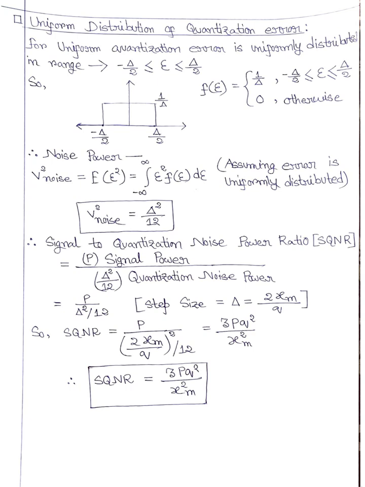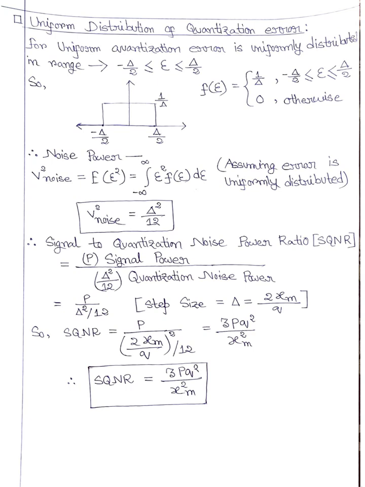Uniform distribution of quantization errors. For uniform quantization, the error is uniformly distributed in the range minus delta by 2 less than or equal to error less than or equal to plus delta by 2. Then the noise power, the noise squared, is equal to the integration of error squared times the probability density function of e, de, assuming the error is uniformly distributed. So the noise power is equal to delta square by 12.